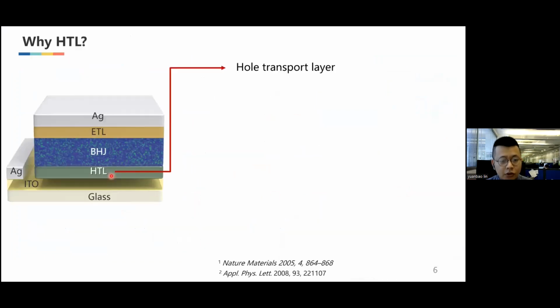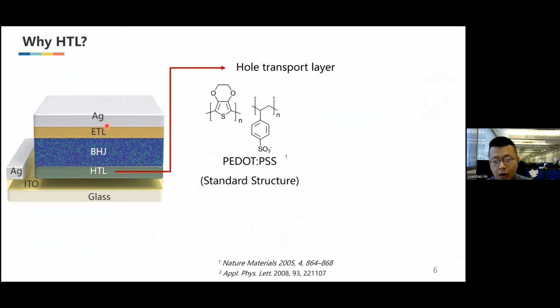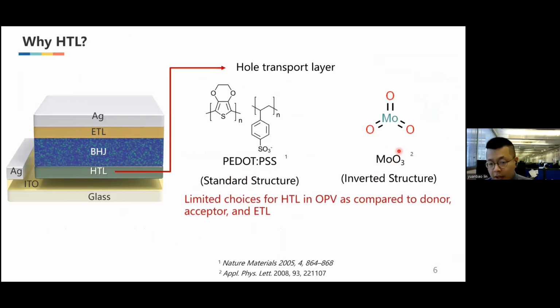This is the standard structure of the organic solar cell. It contains ITO, hole transfer layer, photoactive layer, and electron transfer layer. But for the hole transfer layer, we always use PEDOT:PSS for the standard structure and molybdenum oxide for the inverted structure. Majorly we use only these two.